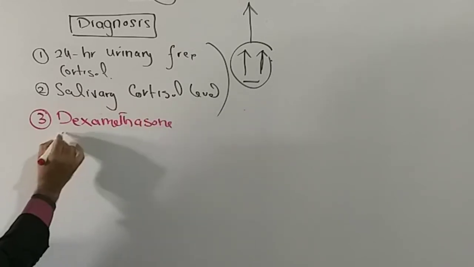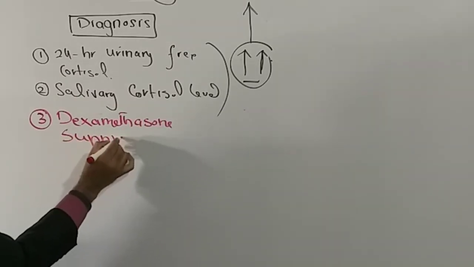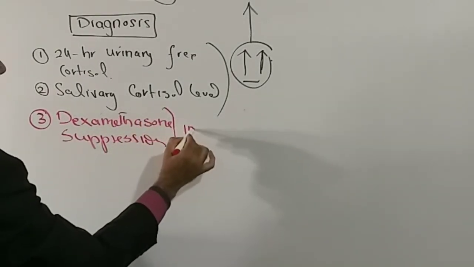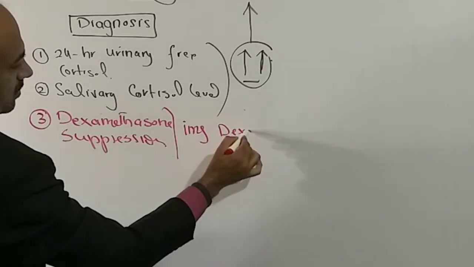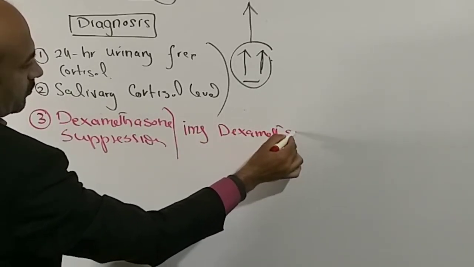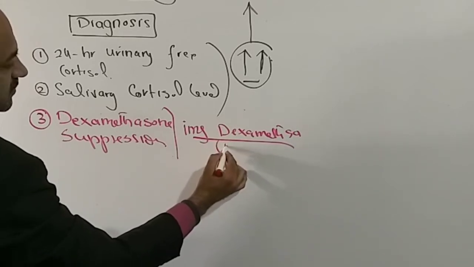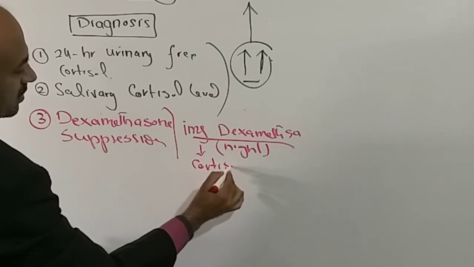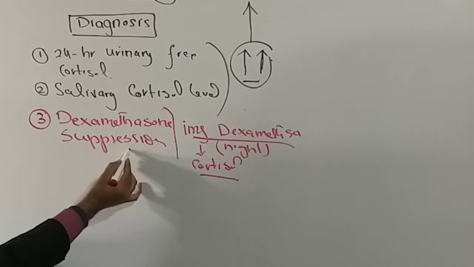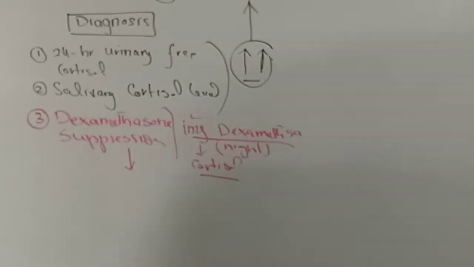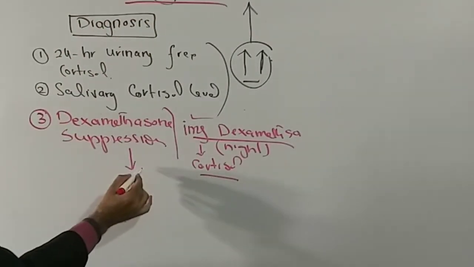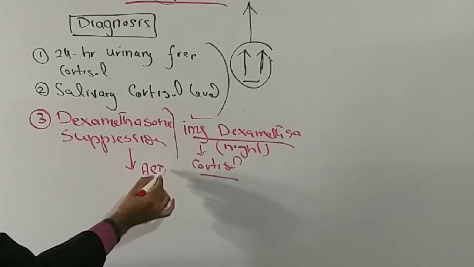Dexamethasone suppression test. In dexamethasone suppression test, we give initially 1 milligram dexamethasone when the patient sleeps. I mean, it's given in the night time, and patient's cortisol is checked in the morning. If morning cortisol is decreased after giving dexamethasone, then patient is not suffering from the Cushing syndrome. Either patient is not suffering from the Cushing syndrome, or patient has got pituitary problem because of the ACTH.